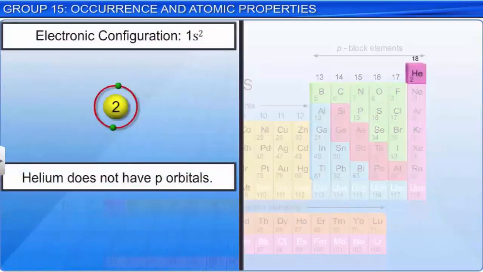Note that the electronic configuration of helium is 1s2. Although helium does not have p orbitals, it is a p block element because it resembles the other p block elements of the 18th group with respect to their properties.